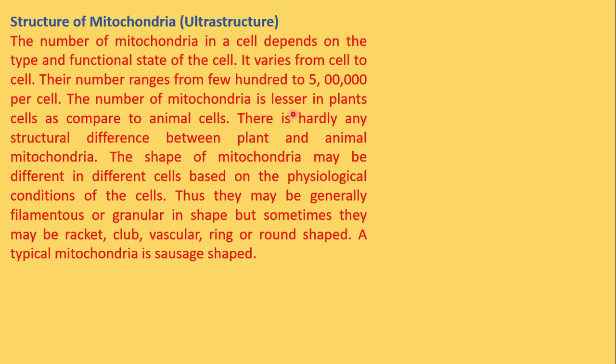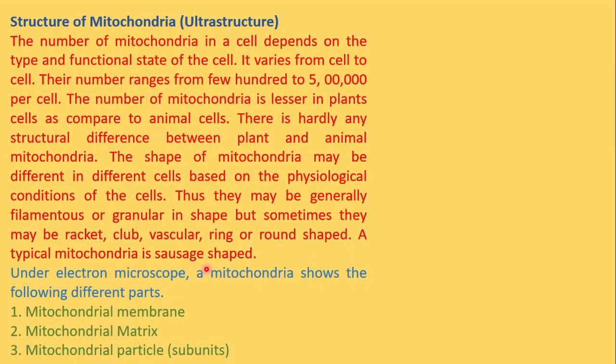So their number will be higher in animals than plants. There is hardly any structural difference between plant and animal mitochondria. I mean, structurally they are very similar in plants and animals. The shape of mitochondria may be different in different cells based on the physiological conditions of the cell. In some cells they may be filamentous, in some cells granular, and in some cells they may be club shaped, racket shaped, vesicular, or round in shape. But typical mitochondria have the shape of a sausage.